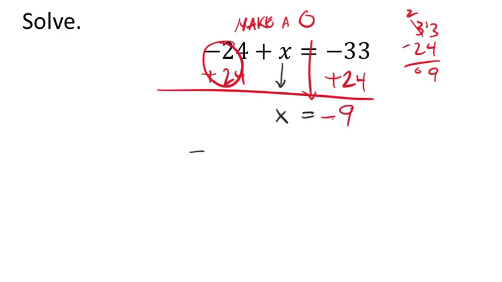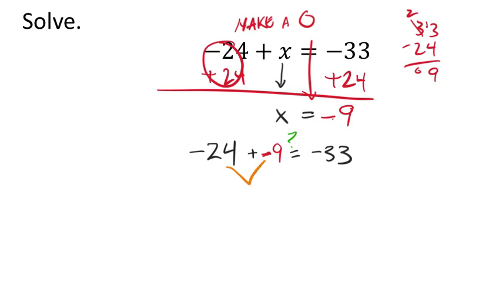Now the check. So 24 plus x should equal negative 33. That was the original equal statement. But now we're going to take the x and replace it with 9. Sorry, negative 9. Now, I mean, I'm not going to change that to a minus sign. I know that I'm adding the two values together. I'm going to make sure that this is true.